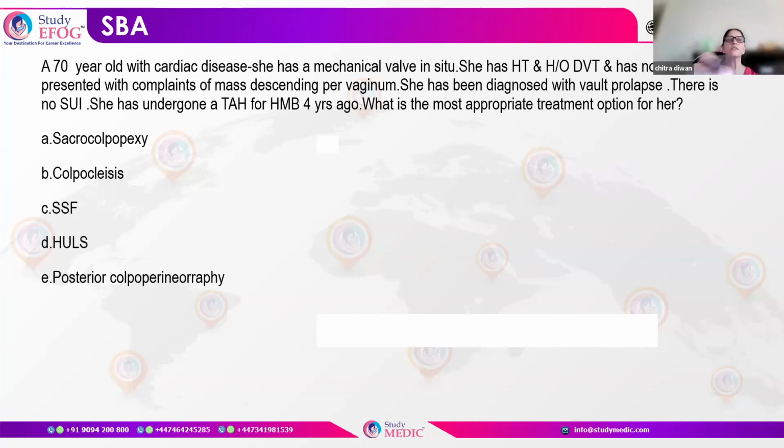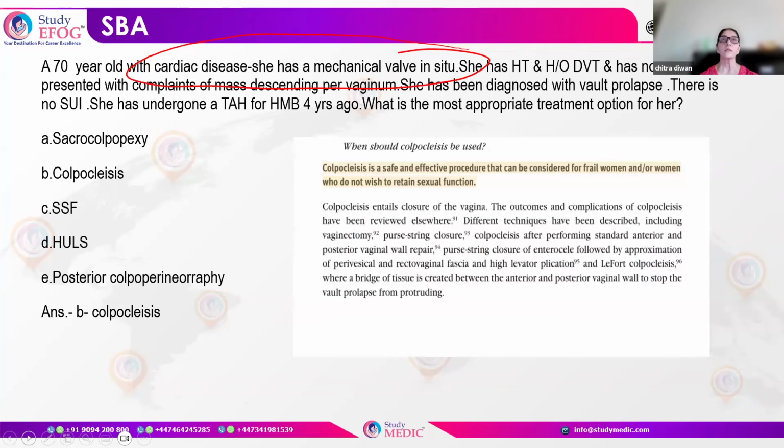Remember, she is a very high risk patient: cardiac disease, mechanical valve in situ, plus she has hypertension. Previously, she has had an episode of DVT. For her, offering some kind of major surgery is certainly not an option. So she's 70 years old, probably not sexually active. The best option for her is a colpocleisis, which can be done even under local anesthesia. And if she is not sexually active, that is the best option that can be offered to her. It is a comparatively non-invasive procedure as compared to the other procedures. Okay.